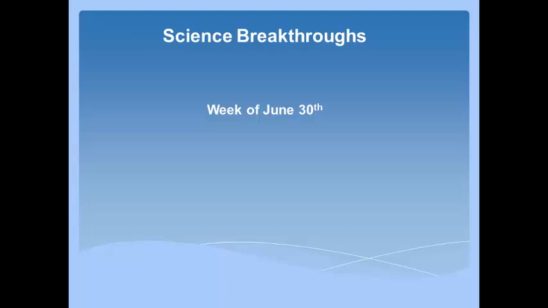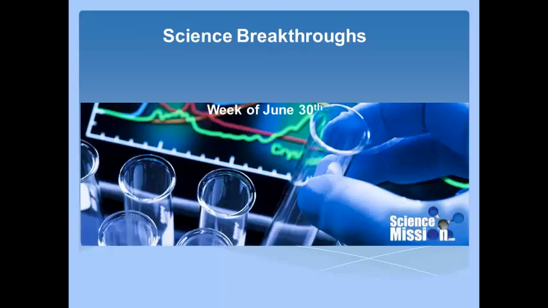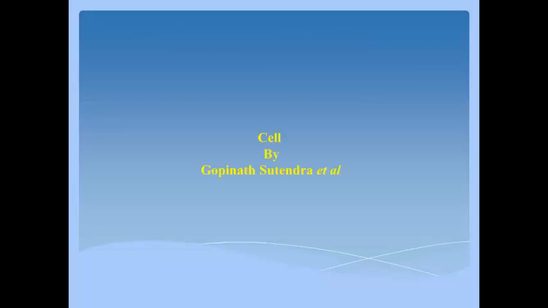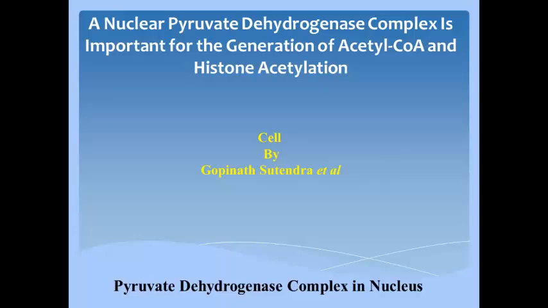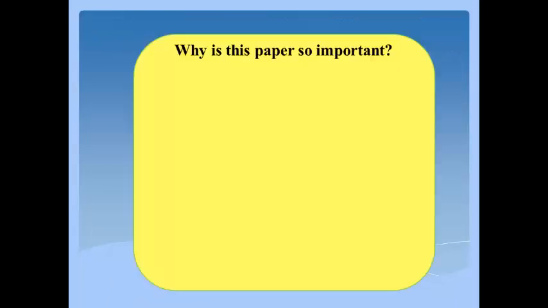I'm Sadashiva Pai and going to discuss a couple of breakthrough papers published in the week of June 30th. Let's start. First we will discuss a paper published by Gopinath Surendra in the Cell on the identification of pyruvate dehydrogenase in the nucleus and its function in acetylation of histones.